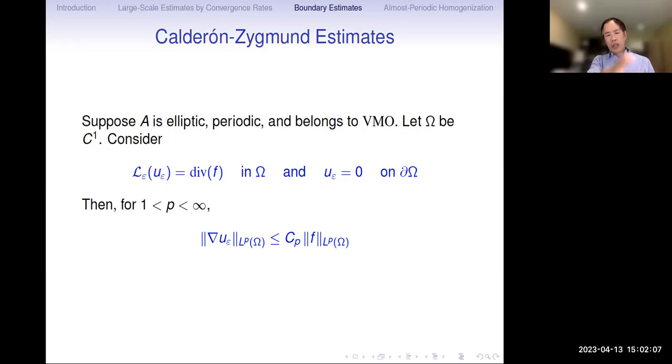Again, provided the coefficient matrix is elliptic and periodic, and because we're also down to the small scale, we need this to be VMO. And that can be generalized: whenever you have a small scale estimate for local coefficients, then you can extend that, because the large scale estimate does not depend on the regularity there.